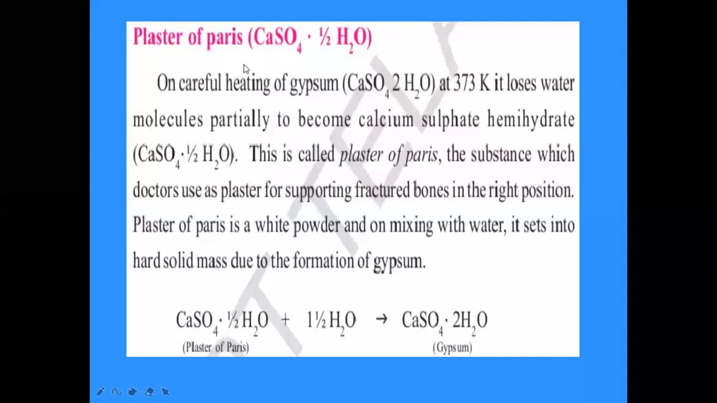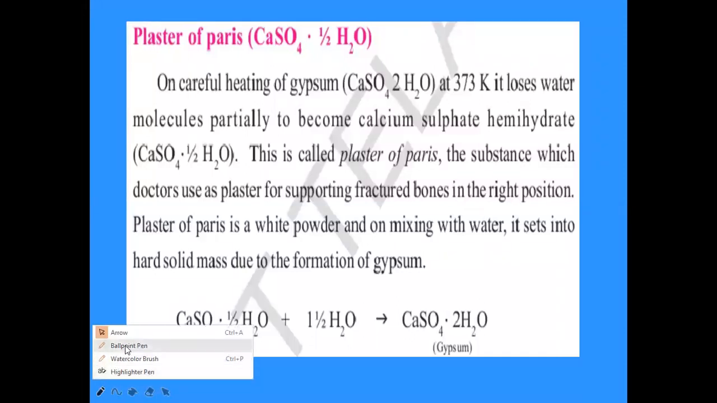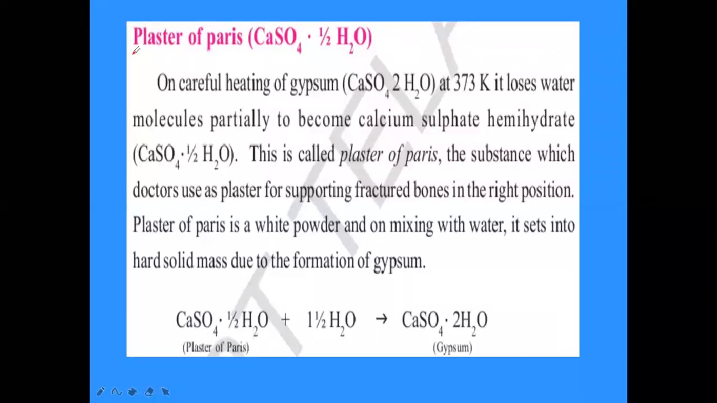Plaster of Paris is called POP in short form. POP stands for plaster of Paris. Where do we use this plaster of Paris? In our houses, colleges, and schools, we use plaster of Paris ceilings. The false ceiling is made up of plaster of Paris, POP. So the chemical composition of plaster of Paris is CaSO4 half H2O.